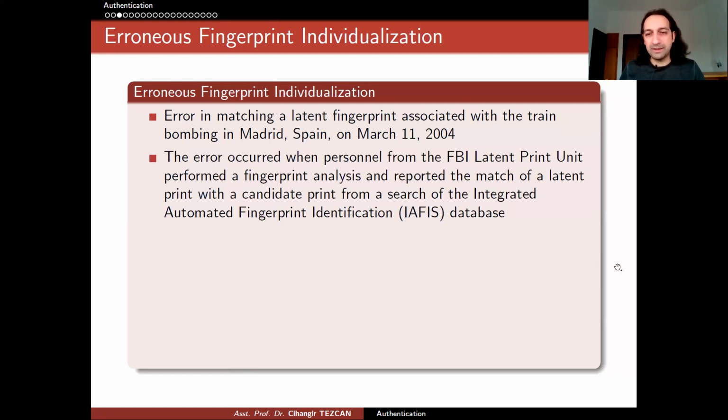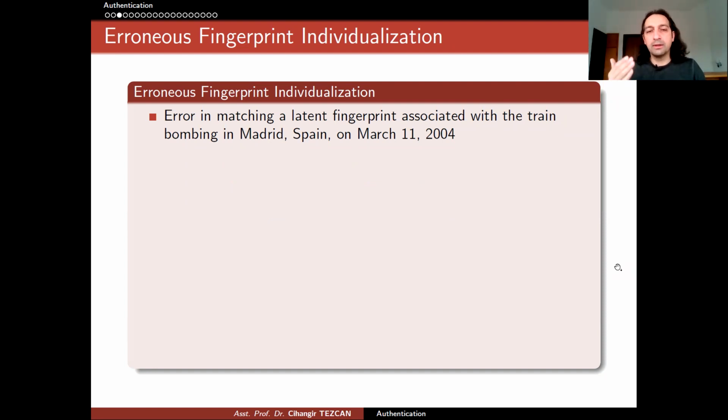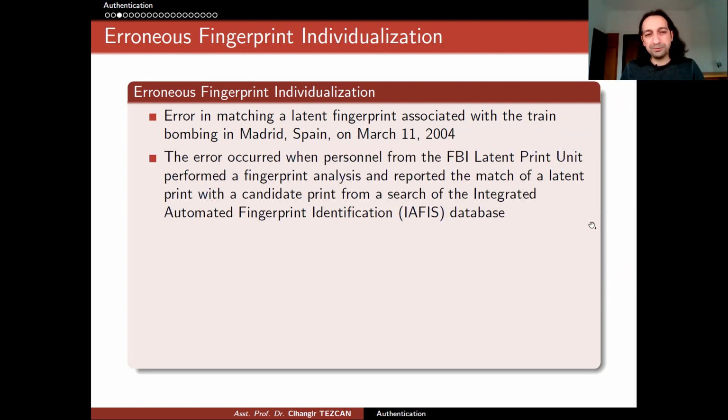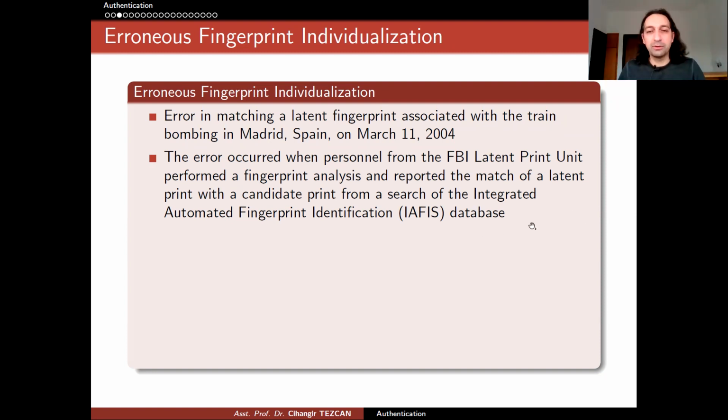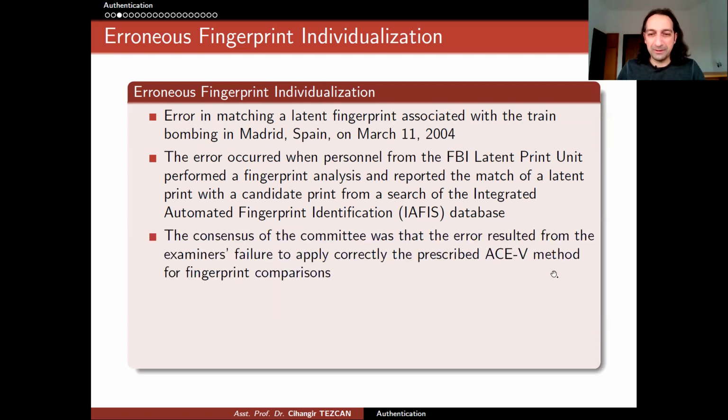So people try to understand why this is the case. And later on, they found the actual person who did the bombing, and the fingerprint also matched with his fingerprint. So the error occurred when a personnel from the FBI latent print unit performed a fingerprint analysis and reported the match of a latent print with a candidate print from a search of the integrated automated fingerprint identification database.